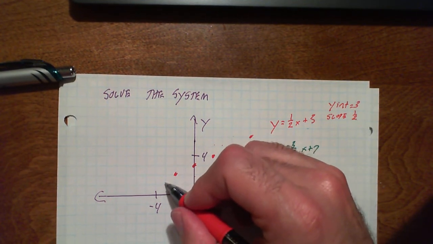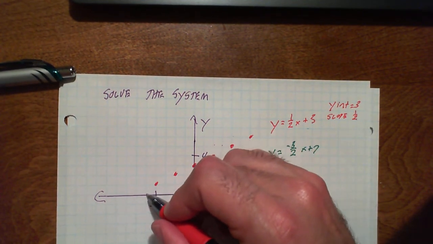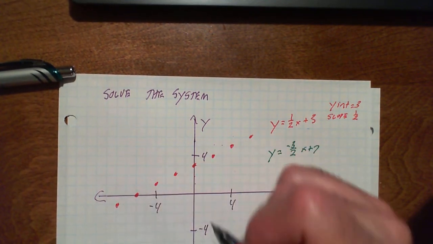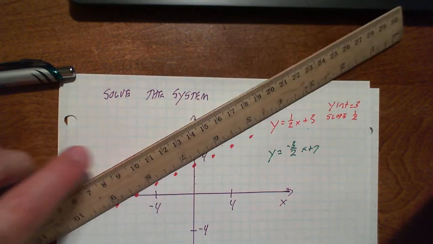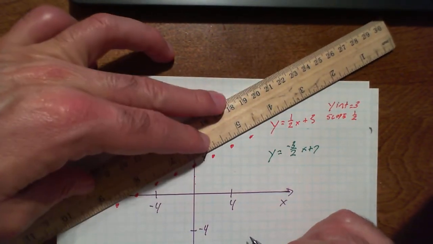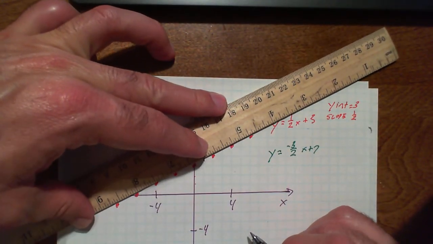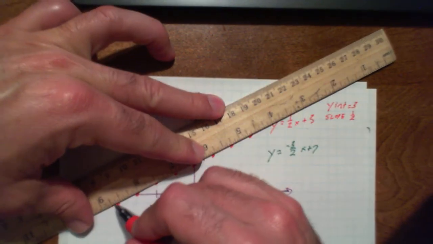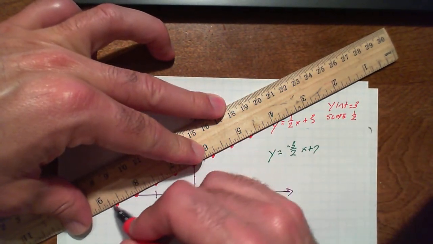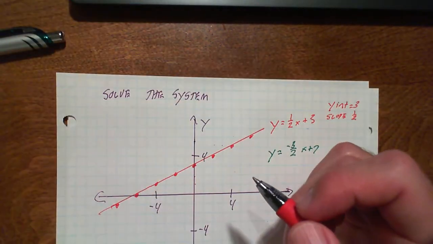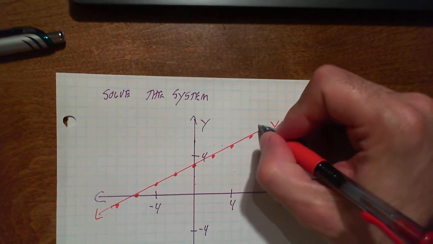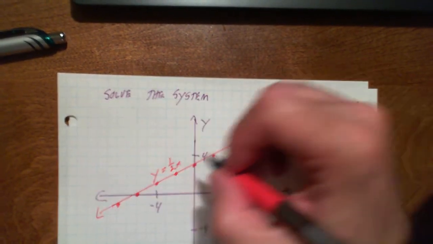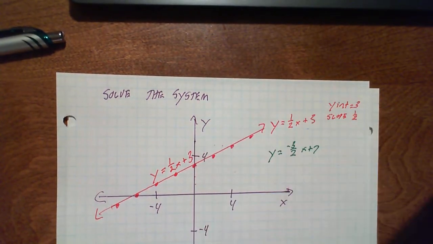Can go down 1 and over 2, the other direction, you can see down 1 and over 2. And I think that'll be enough points. Again, you only need 2 points to make a line. I just like to do a lot so I can figure out exactly where they intersect. You'll see that in just a second with this one, what I mean by that. Okay, there's the first line. Label that y equals 1/2 x plus 3.